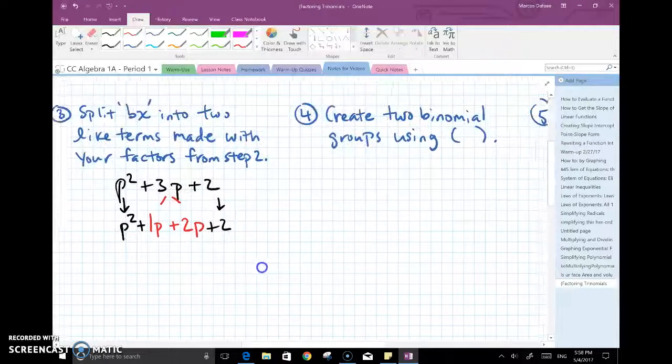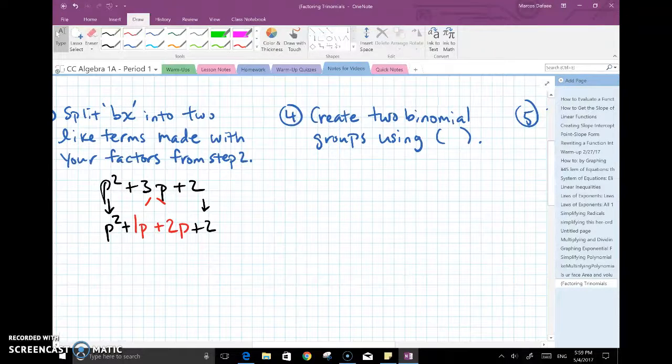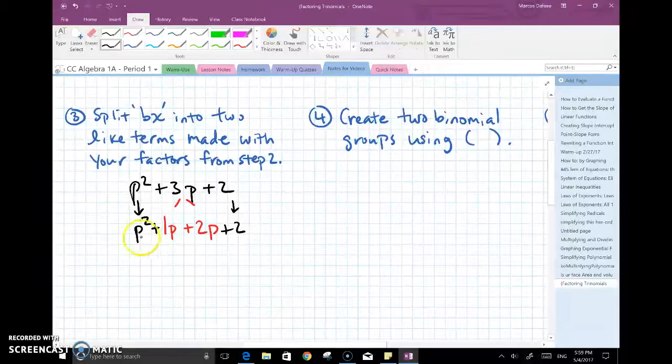Step 4 is to create two binomial groups using parentheses. Now I have over here in step 3 a polynomial. I have 4 terms involved here. If I want to make two groups using parentheses with 4 terms, it's easy. Just put 2 terms in one and 2 terms in the other. What I mean by that is this.